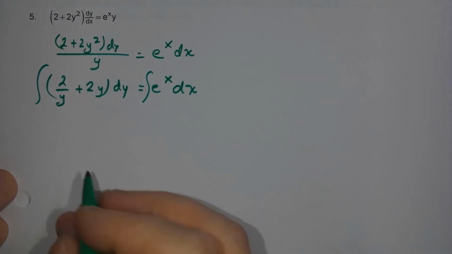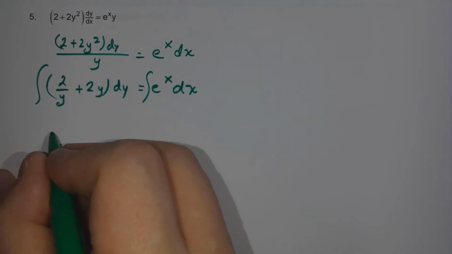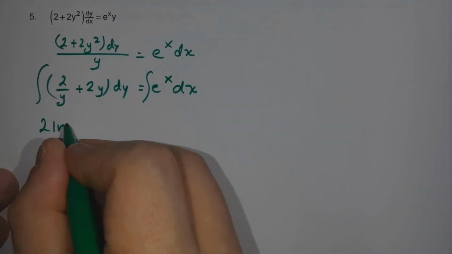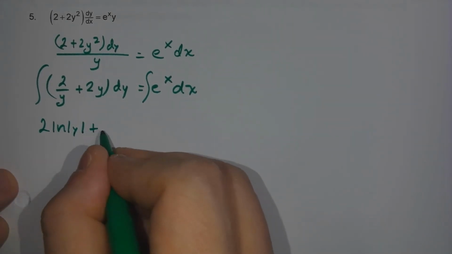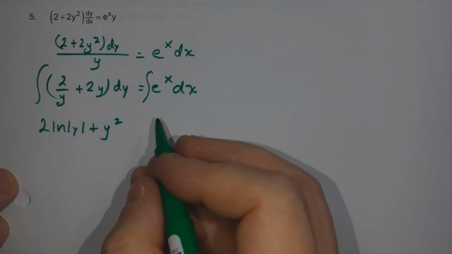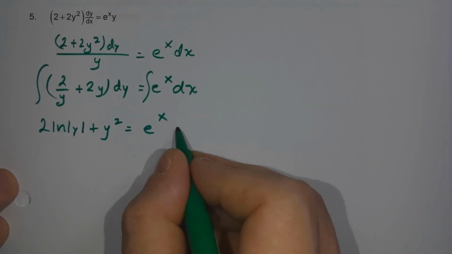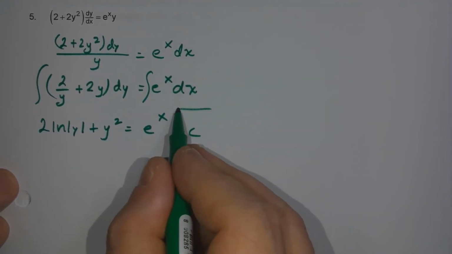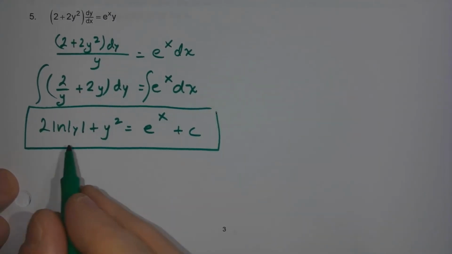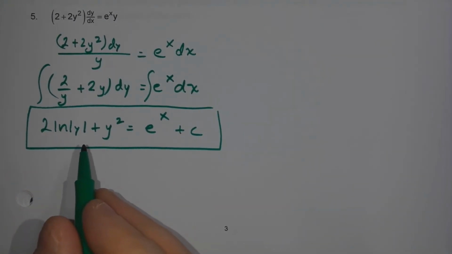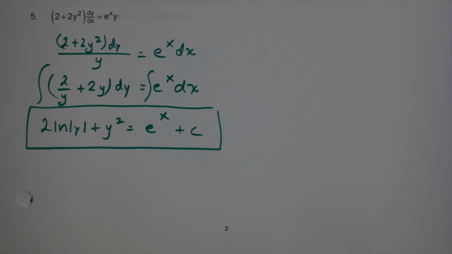So now if we integrate, the integral of 2 over y is 2 times the ln of y plus y squared equals the antiderivative of e to the x, which is e to the x, and then don't forget our constant. So in this case, I would not be isolating y because I don't have a good effective way of separating the y squared from the logarithm of y.